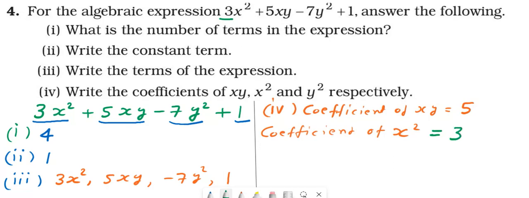Now the coefficient of y square. So beta, the coefficient of y square is minus 7. So we can write minus 7. So beta, I have explained all the parts of this question.